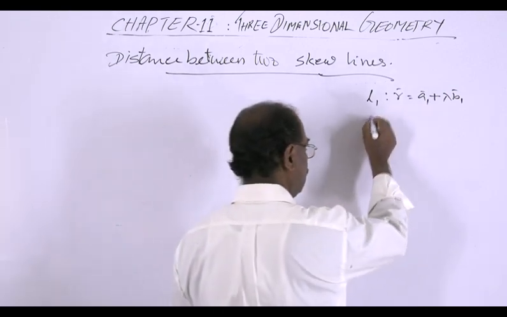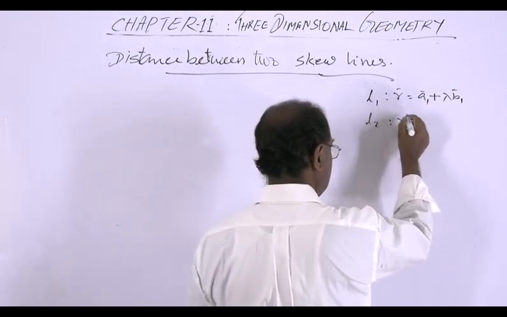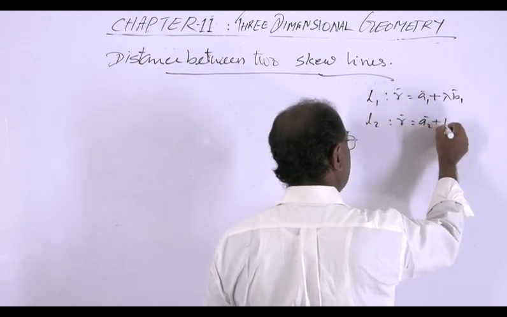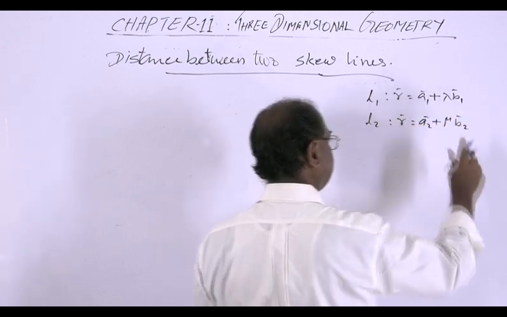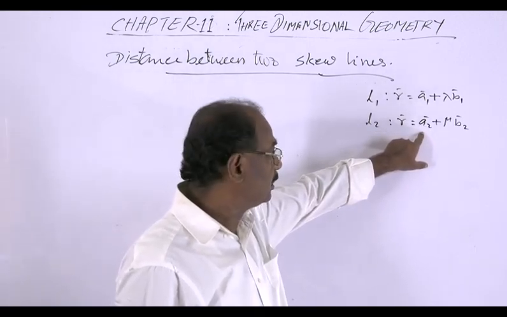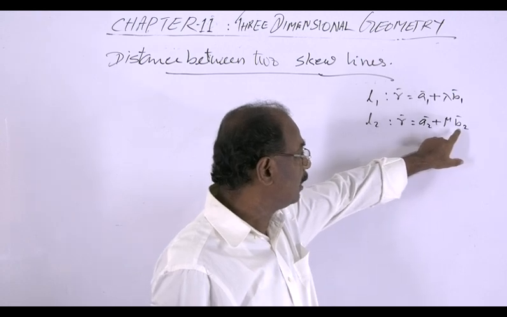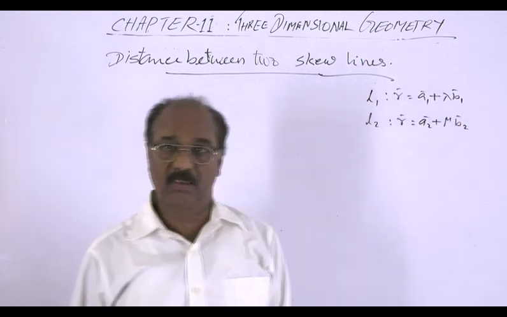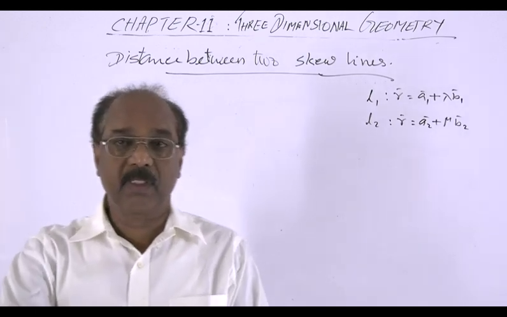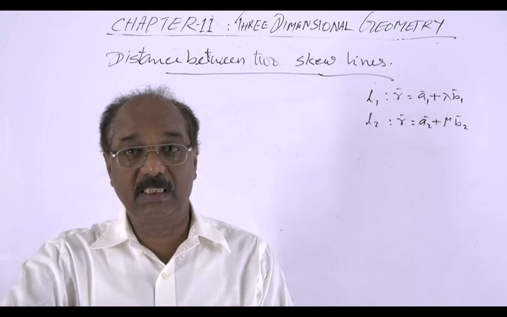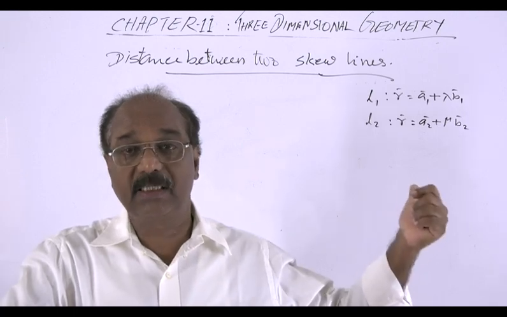Similarly, the second line, denoted by say L2, is given by r = A2 + μB2, passing through a point whose position vector is A2 and parallel to the vector B2. Lambda and mu are constants. Suppose these two are the lines, then we want to find the shortest distance between these two lines, and these two lines are skew lines.